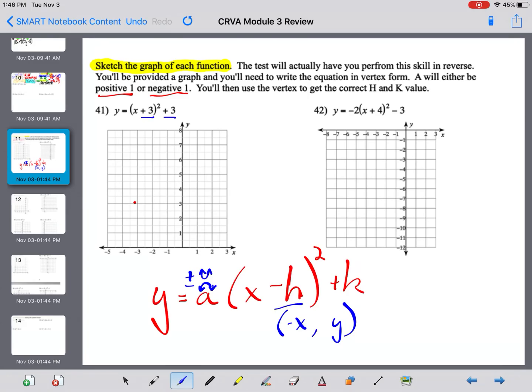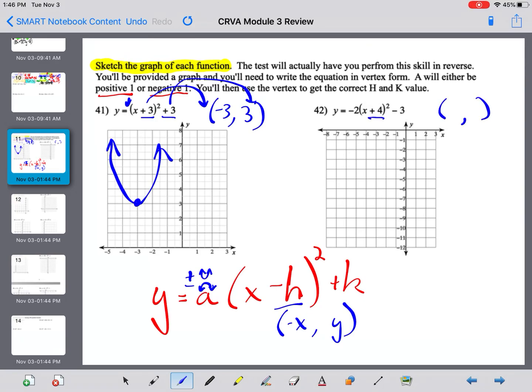So if you were given this equation, remember your x-coordinate is the opposite of what's after the x in the parentheses. So it's actually a negative 3. And then the y value literally is a positive 3. So the vertex would be at negative 3, 3. Then your A value here is a positive 1, so it would be going up.